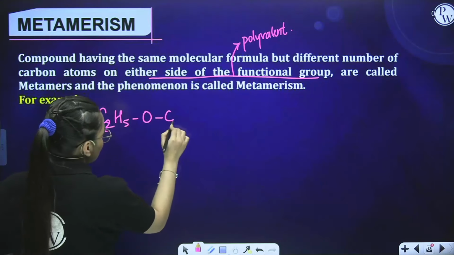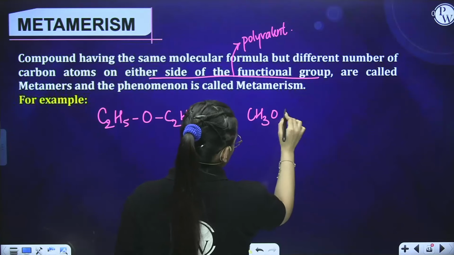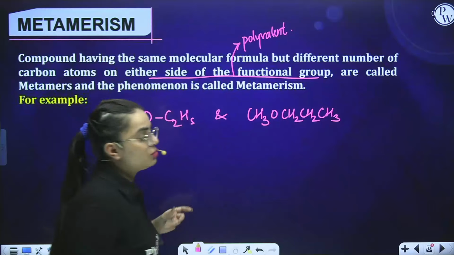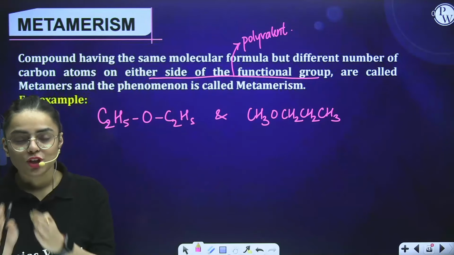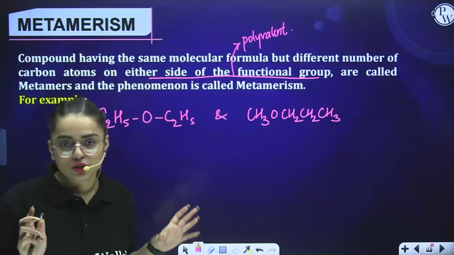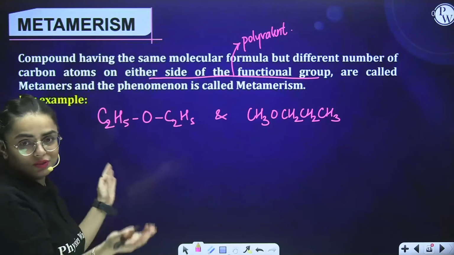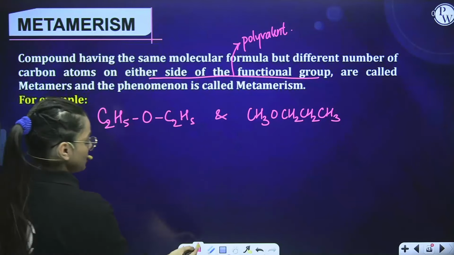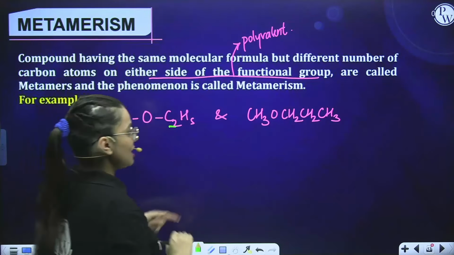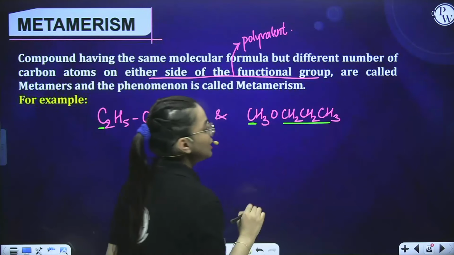C2H5 O C2H5. One more example, CH3 O CH2 CH2 CH3. Now these are metamers of each other. What I am saying, you have to see the polyvalent functional group. For example, oxygen is here the polyvalent functional group which is connecting on both of the sides. What you see on both of the sides, there should be different number of carbon atoms. If I see in the first compound, on this side there is 2 carbon atoms, on this side there is 2 carbon atoms. But if I see in this compound, on this side it is 1 carbon atom, but on this side there are 3 carbon atoms.